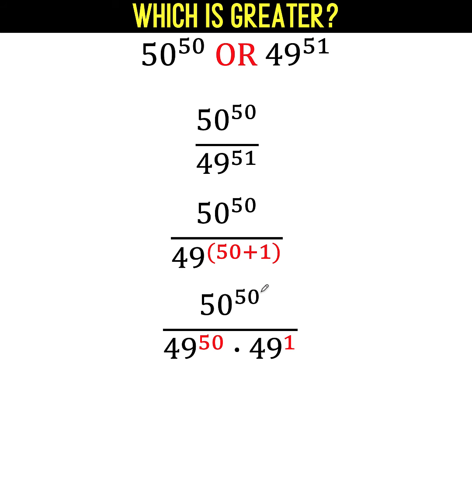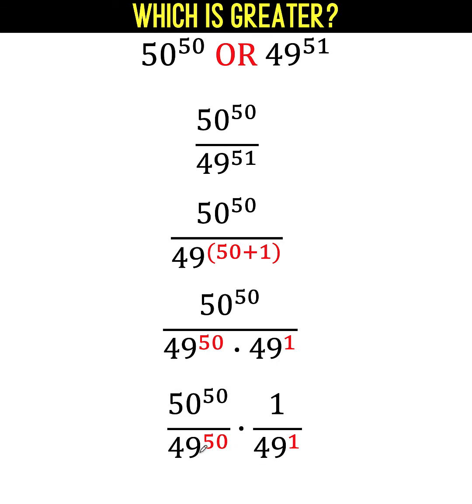The exponents here now are the same. They are both raised to 50. So we can group this 50 raised to 50 and 49 raised to 50 and then express this other factor as the implied numerator of 1 over 49. So here is the result.